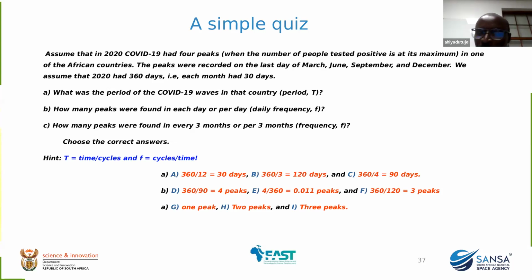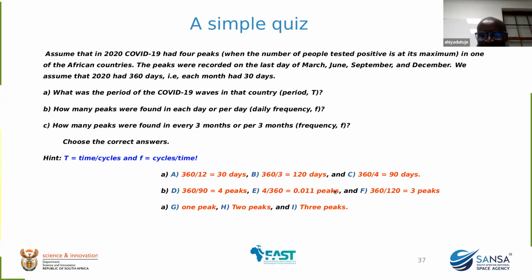The easy way to get that number is to take the total time, which was 360 days. You divide by 12, which means you get one. No, you divide by 4 to get 3 months. So once you divide by 4, you get 3 months. How many peaks did you have in 3 months? You had 4 peaks per 360, which means every 3 months you had 1 peak.